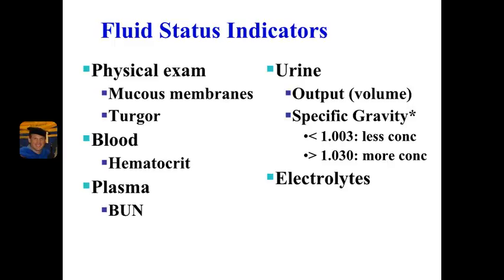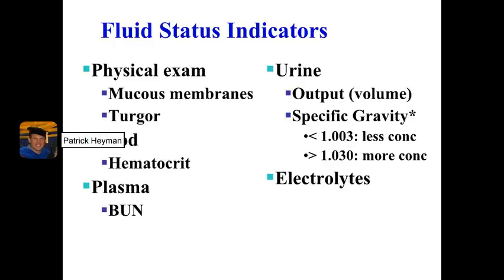You can also look at the urine. You can look at the output of urine. Is there a large output or a small output? And you can also look at the specific gravity. Is it more concentrated or less concentrated? The higher the specific gravity, the more stuff is in there. The lower the specific gravity, the less stuff is in there. And then finally, you can also look at electrolytes, particularly sodium. And then also BUN. And then you can also look at creatinine to give you an idea of kidney function.